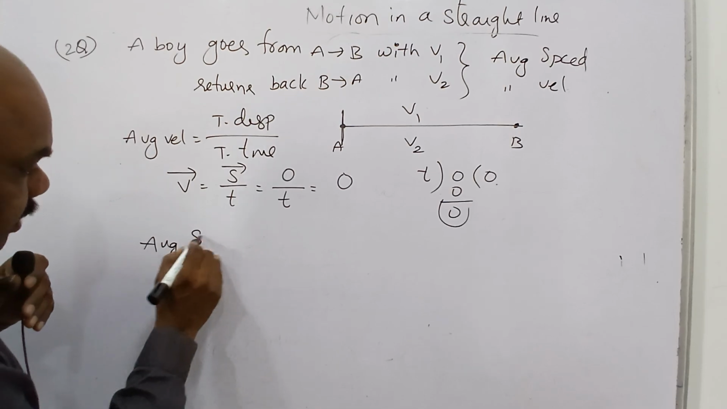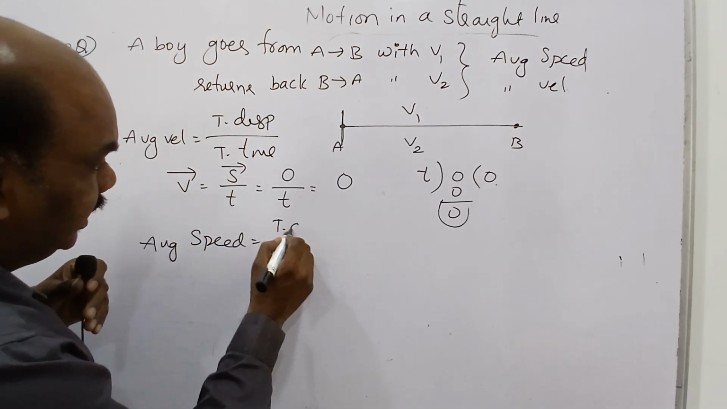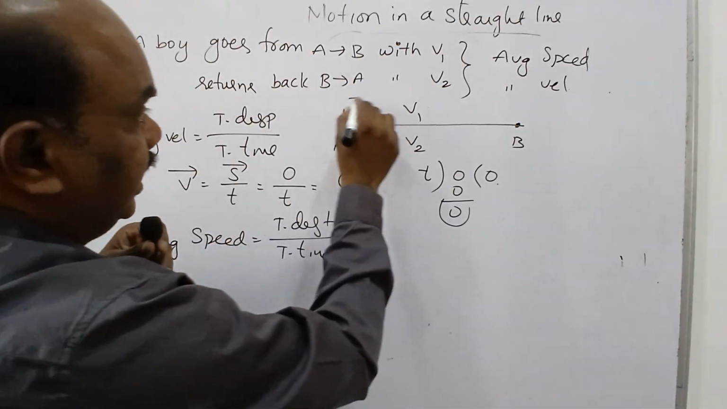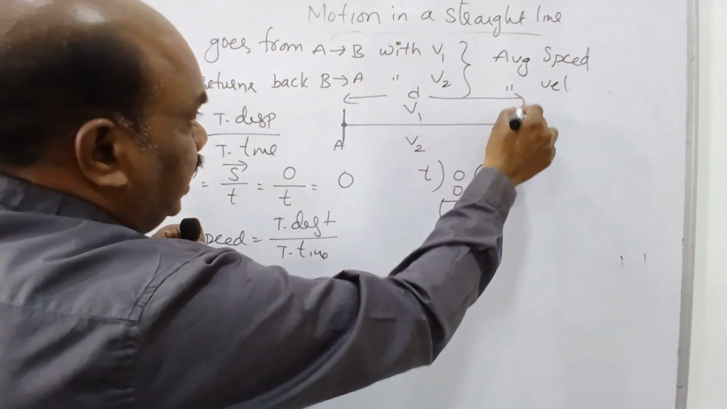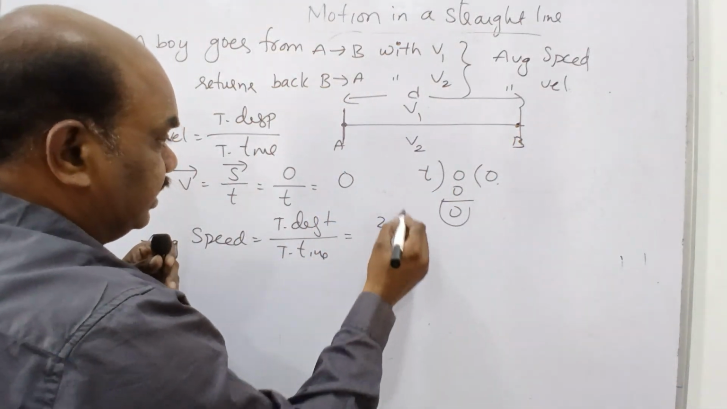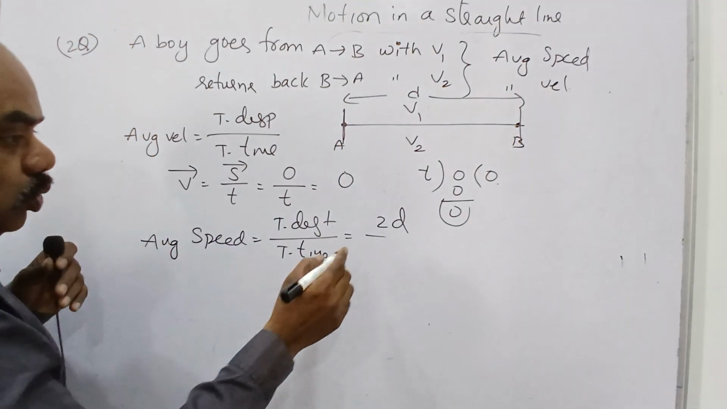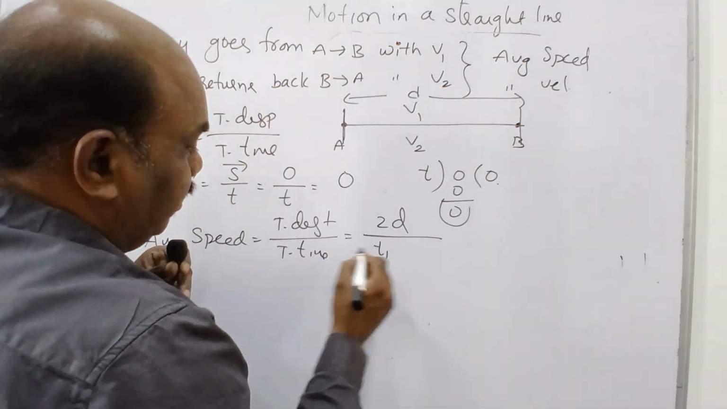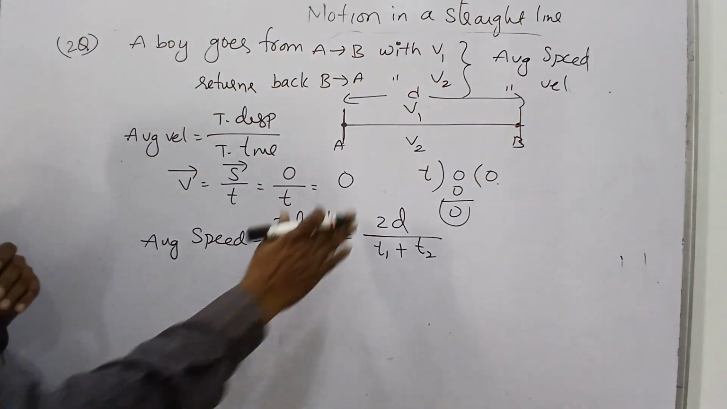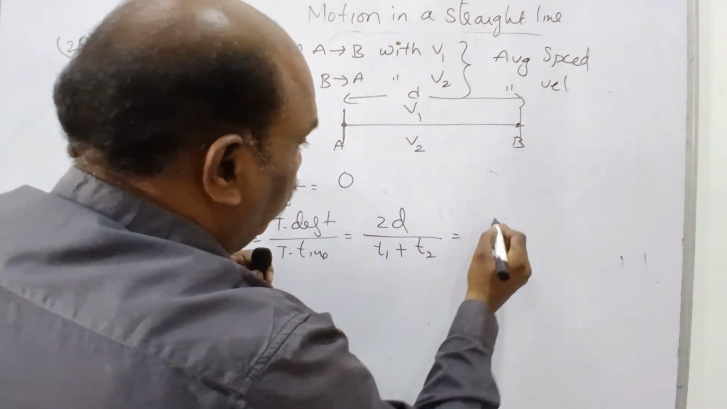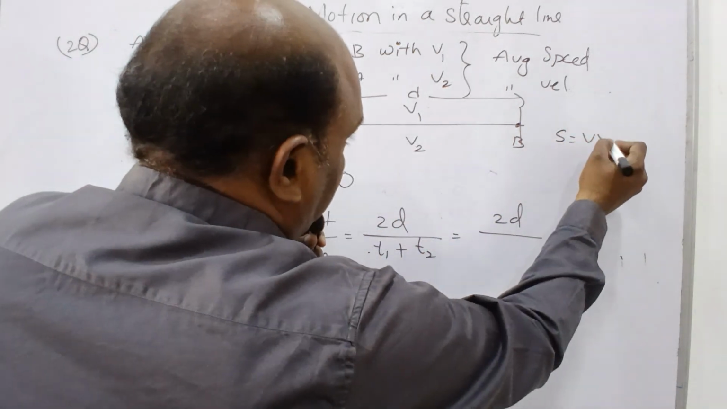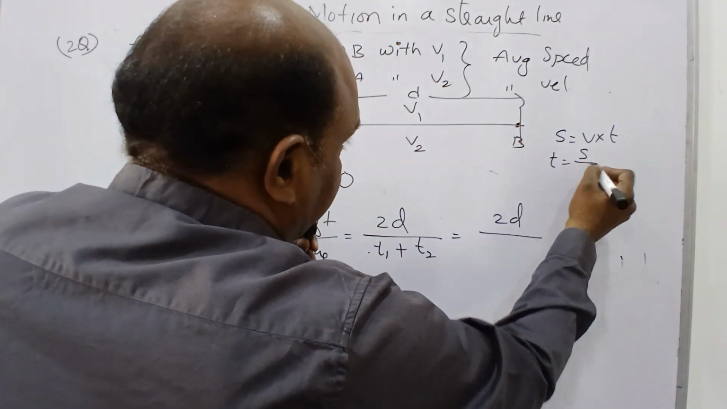How to find average speed here? Average speed equals total distance by total time. Let us consider A to B, the distance is d. He went d distance, again he came back d distance, so d forward, d backward, 2d by total time. Let the time be t1 for going and t2 for coming, so 2d by t1 plus t2. How to find t1? Distance is equal to speed into time, so time equals distance by speed.